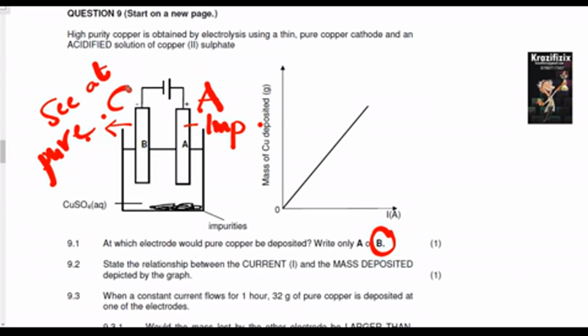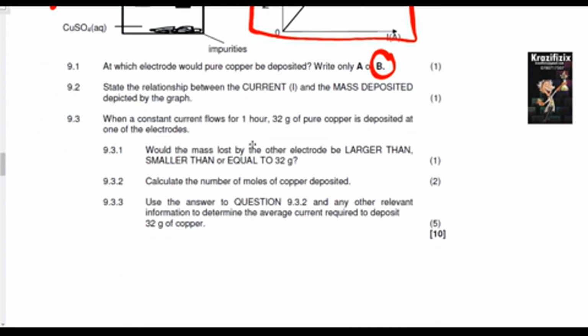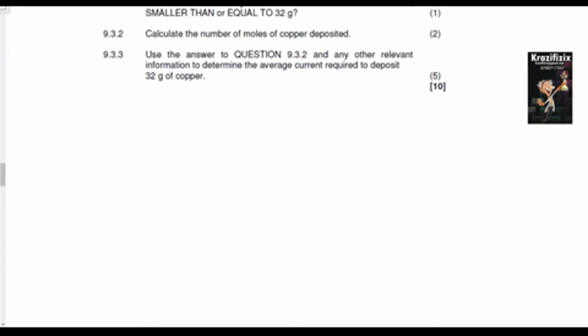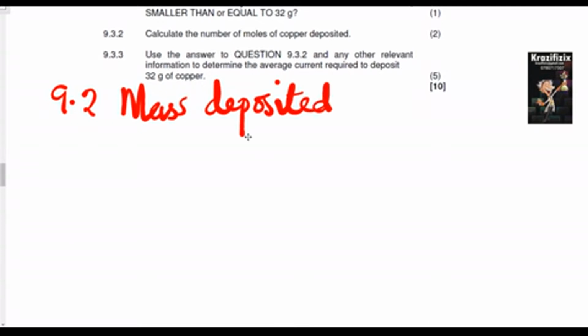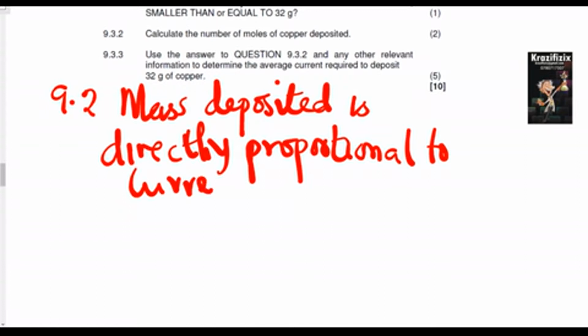State the relationship between the current I and the mass deposited depicted by this graph. All right, from physics and mathematics, we know if you have a straight line graph, your variables are actually directly proportional. So we can say that the mass deposited is directly proportional to current. It's a straight line graph, remember. And then you get the 1 mark there. The major keyword is directly proportional.